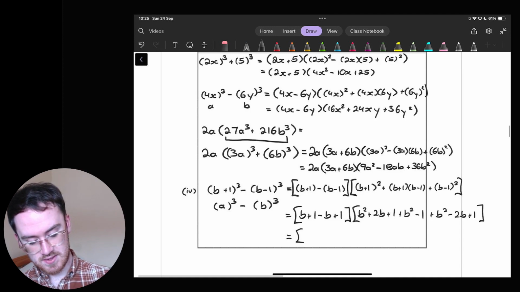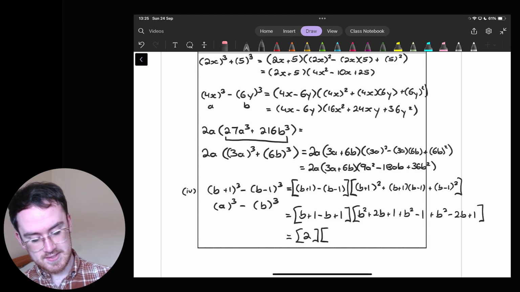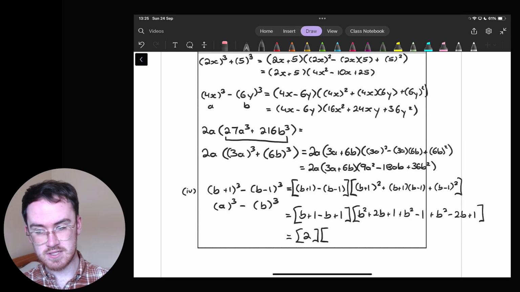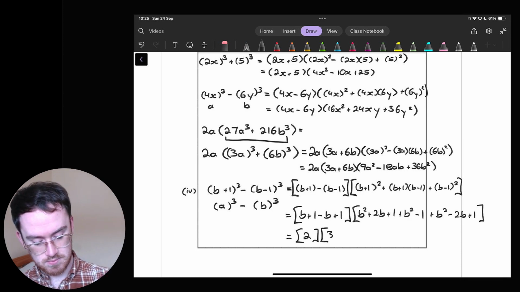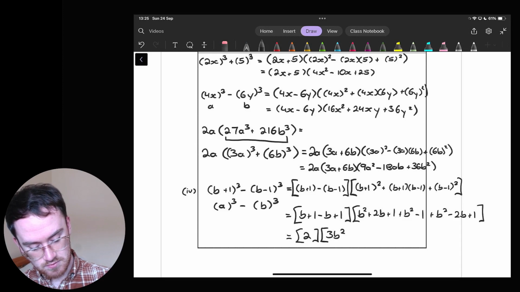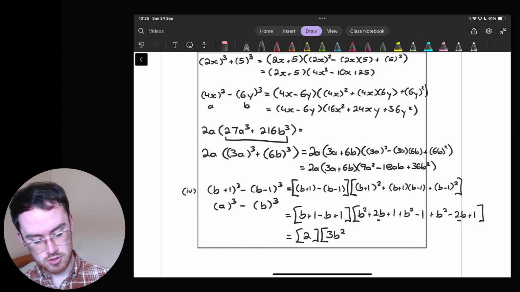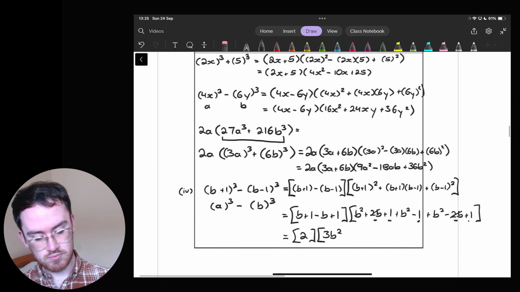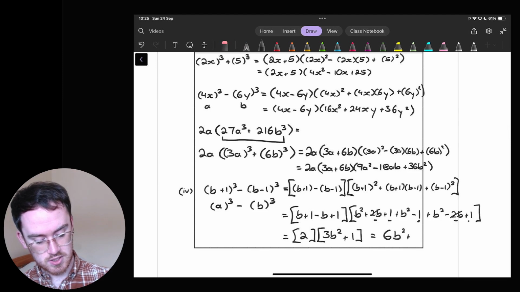So let's simplify things down here. In this first bracket, I'm just going to get 2. In the second bracket, I have b squared plus b squared plus b squared, which is going to, of course, give me 3b squared. I have my 2b here minus 2b, so they're gone altogether. And I have 1 minus 1 plus 1, so that just gives me plus 1 at the end. Multiplying out by that 2, 6b squared plus 2.